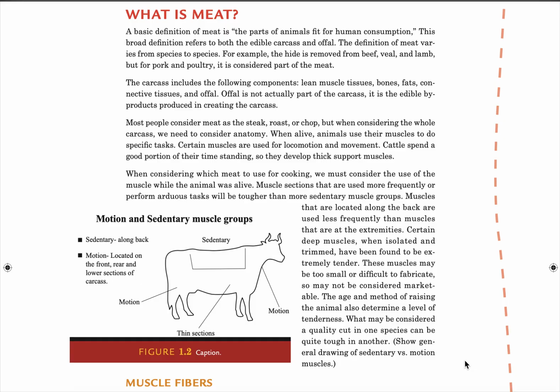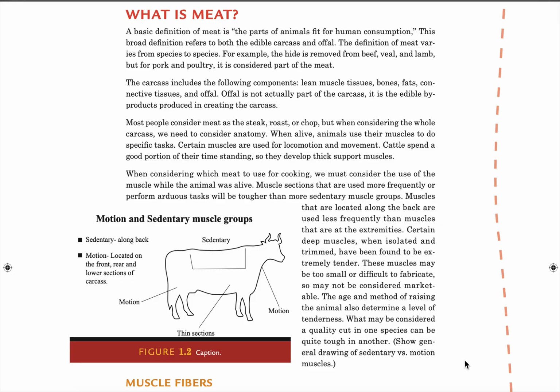lean muscle tissue, bones, fats, connective tissues, and offal. Offal is not actually part of the carcass. It is the edible byproducts produced in creating the carcass.